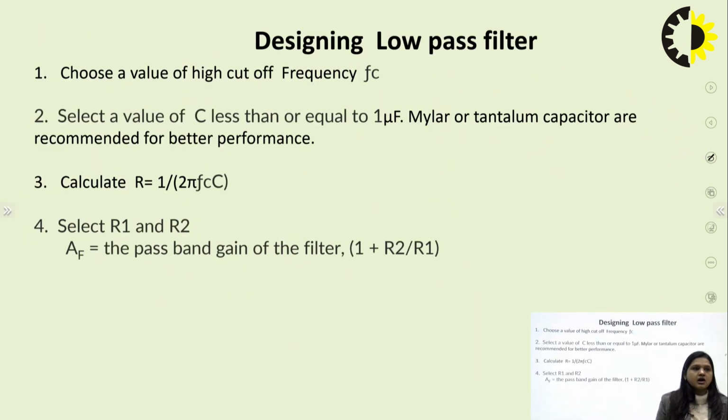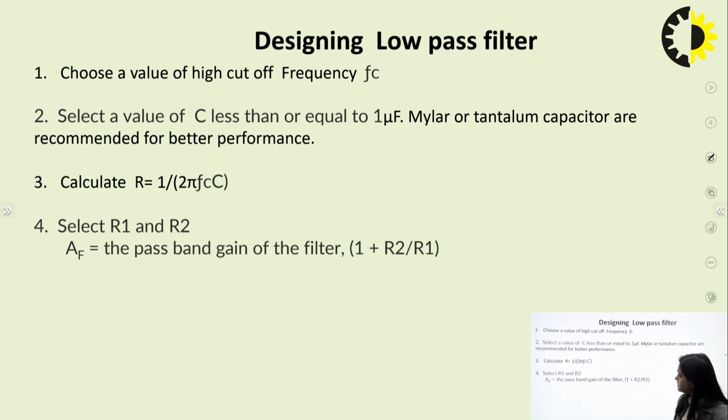Now let's see how to design a low pass filter. These are the designing rules for designing any filter. The first point is to select or choose a value of the high cutoff frequency. High cutoff frequency means the frequency up to which the filter will pass all the frequencies, and after that high cutoff point, the filter will attenuate all the frequencies. So select the frequency for which you are going to design a filter.